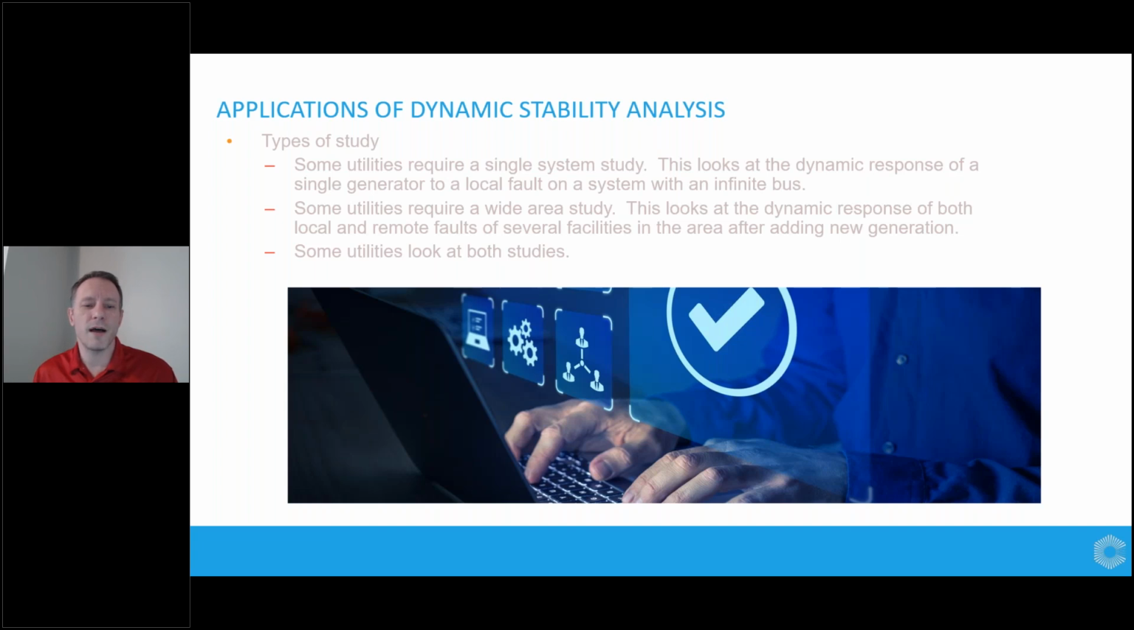So there would be a fault at the top of the system, and you'd look at how the generator, usually it'd be an inverter, but not always, how that responds to it.